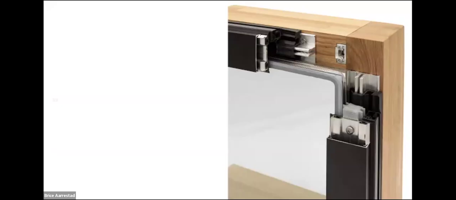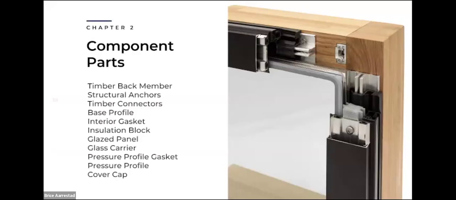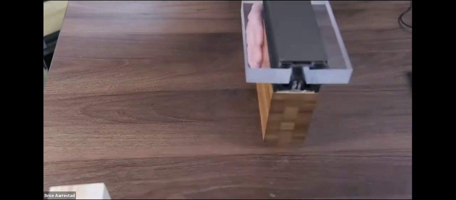So we'll start with the component parts of the captured system. In general, you have the timber back member, the structural anchors, timber connectors, base profile, interior gasket, glaze panels, and then the cover assembly. So I'm going to walk you through what these look like in person here. I've got a couple samples that we can look at.